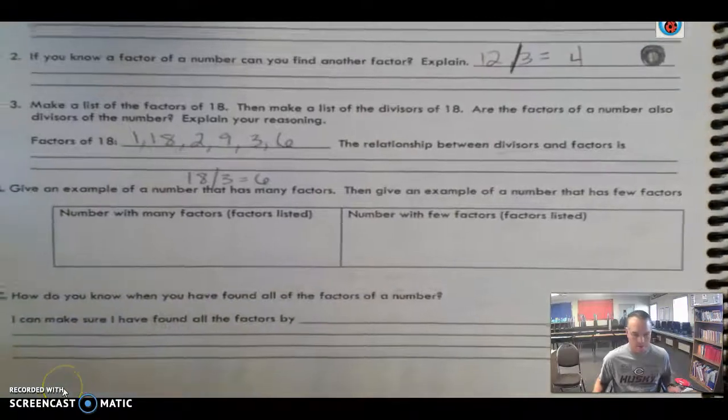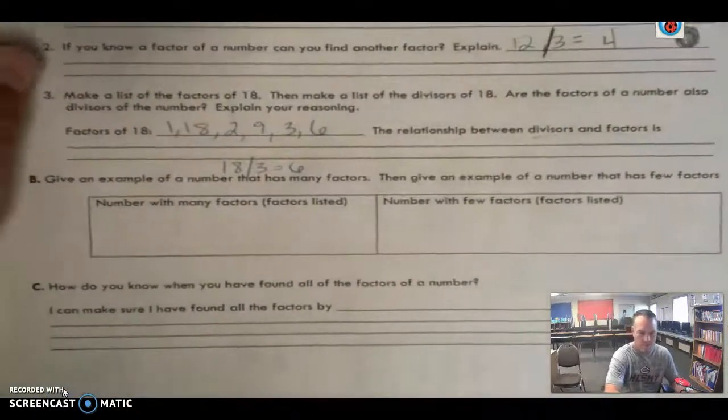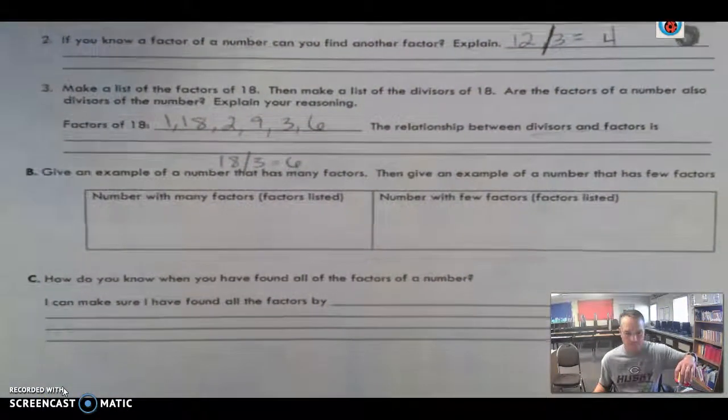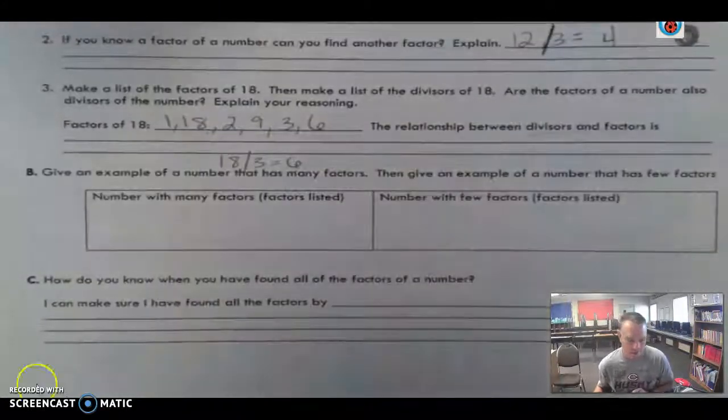So going on to part B now. Let me scoot my keyboard over. Focus again. This ladybug does not like that.